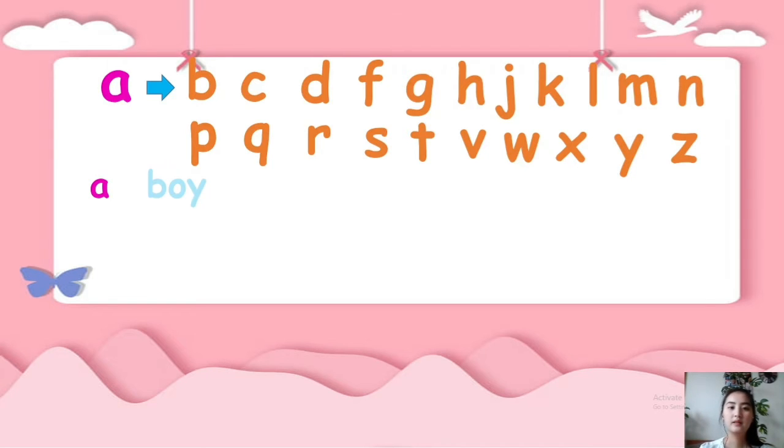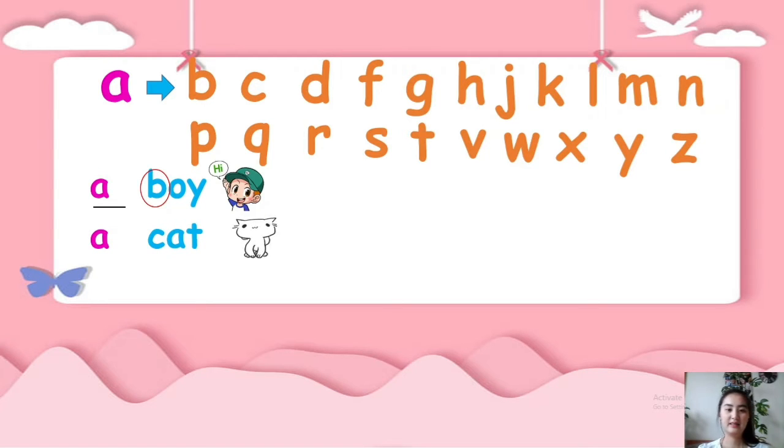Example, a boy. Boy starts with letter B, that's why we use a. Another example, a cat. Now cat starts with letter C, that's why we use a.